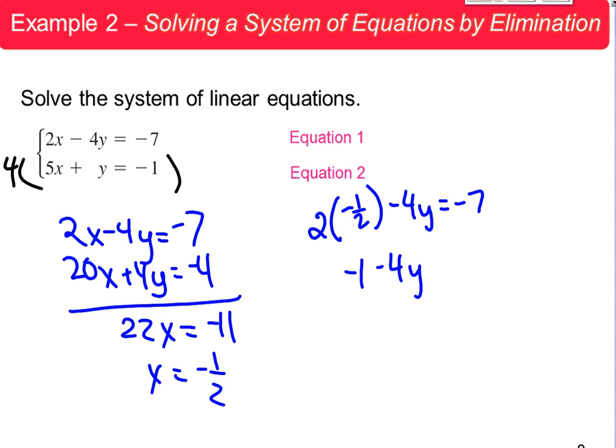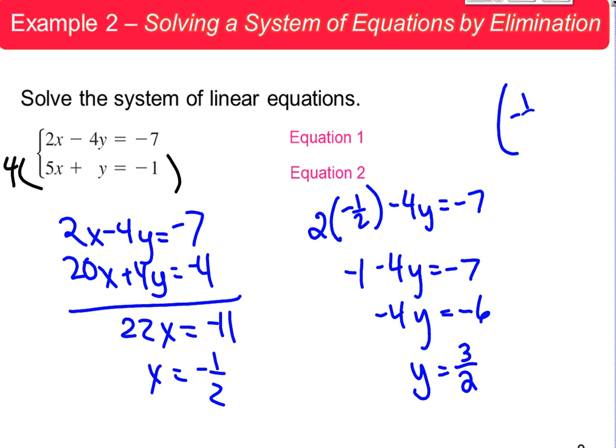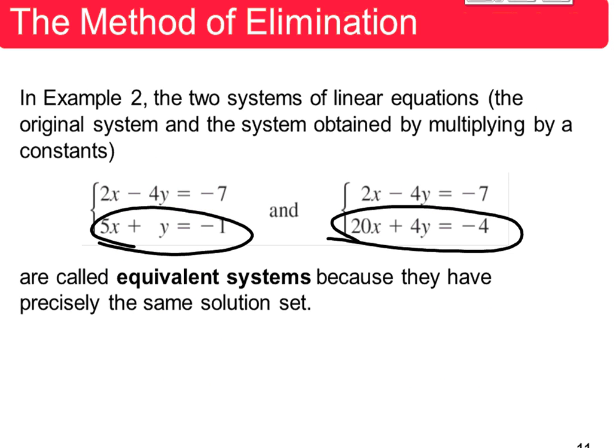Negative 1 minus 4y equals negative 7. Add 1, negative 4y equals negative 6. Divide by negative 4, y equals 6/4, which is 3/2. And we did check that hopefully as we went, and that does work. So there's that system of equations as we go.